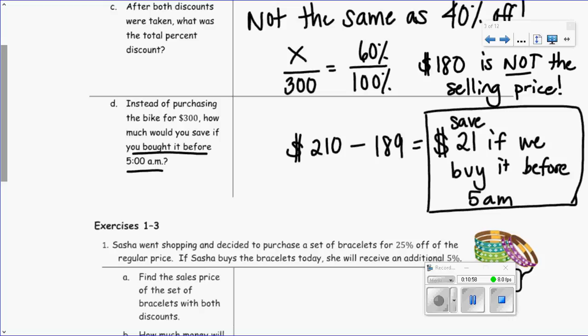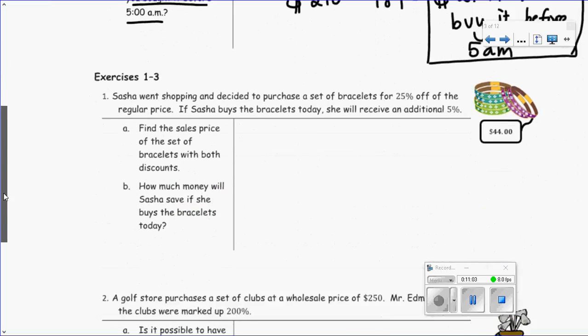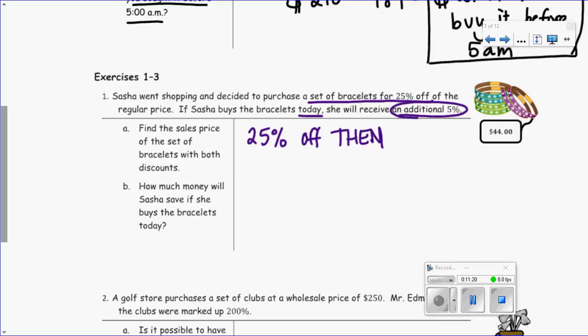Okay, in exercise 1, Sasha went shopping and decided to purchase a set of bracelets for 25% off of the regular price. Okay. If she buys them today, she will receive an additional 5%. So 25% off, then 5% off of the sale price.